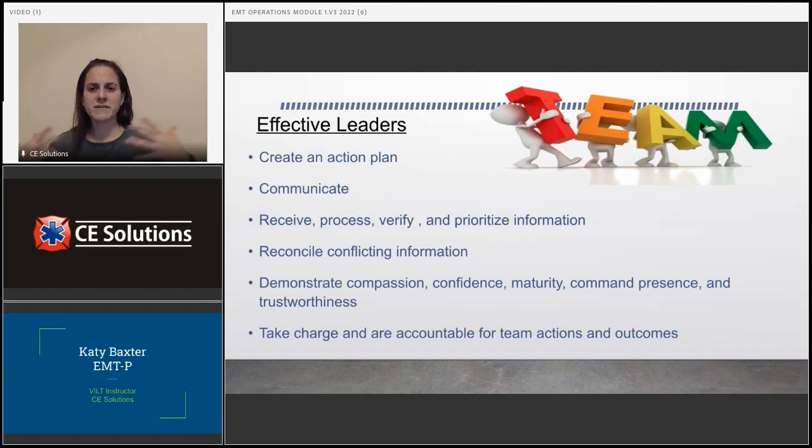A command presence where you look the role, you speak the role, your shoulders are up, your body language speaks. Command presence. It's not a rude thing. You can have a command presence and be nice at the same time. You're going to need to take charge. You take accountability for team actions and outcomes.